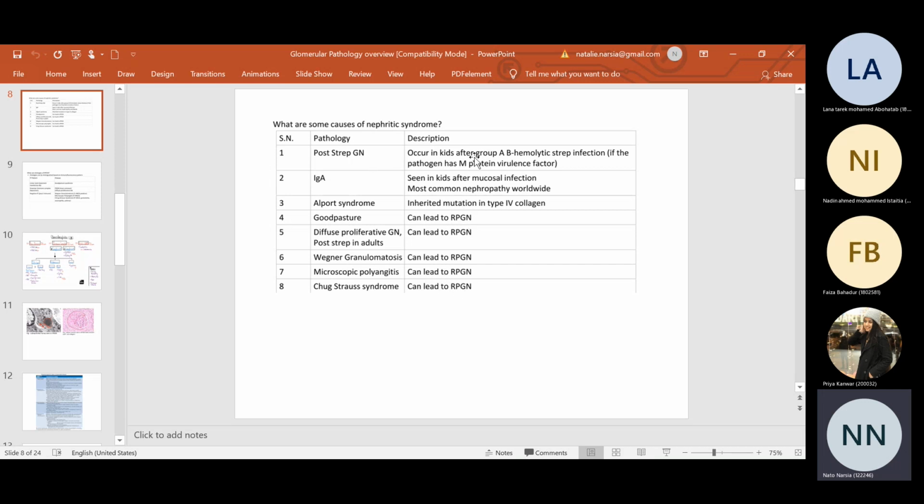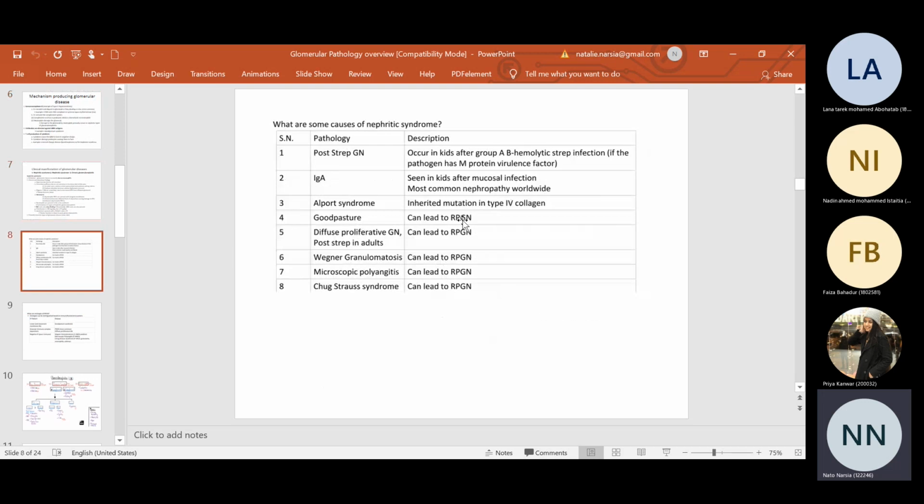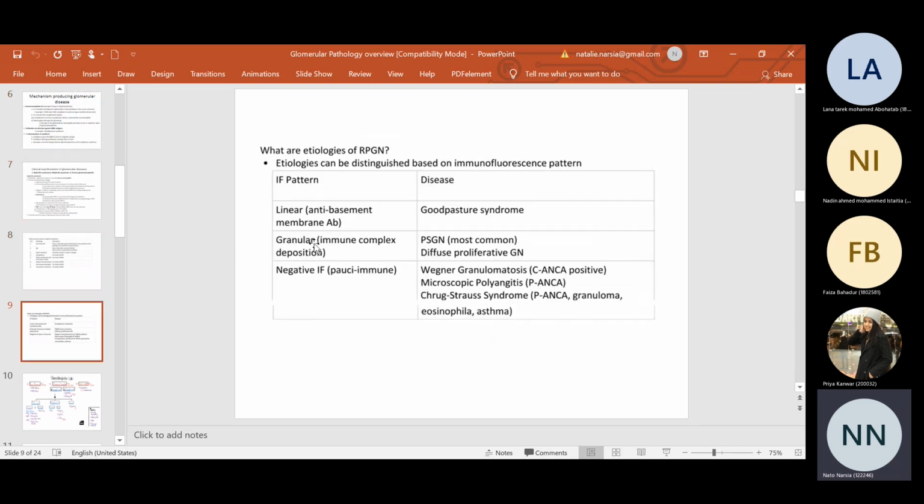Here, very important is to know the pathogenesis, the hematoxylin and eosin, immunofluorescence, and EM features. EM features we did not mention much, but immunofluorescence we did. And why? Immunofluorescence has three types, as I mentioned: linear, granular, and negative. Negative you find in this disorder, granular you find in post-streptococcal glomerulonephritis and diffuse proliferative glomerulonephritis. Diffuse glomerulonephritis we will find in nephrotic, I will talk about it.